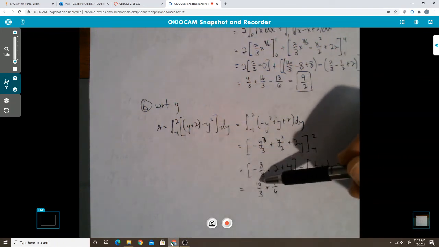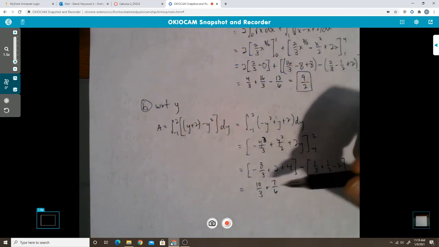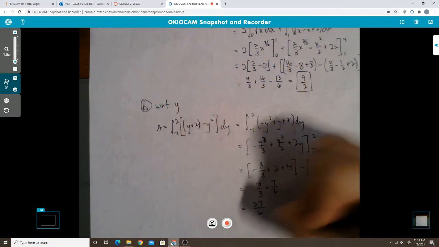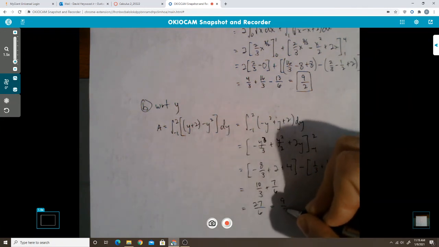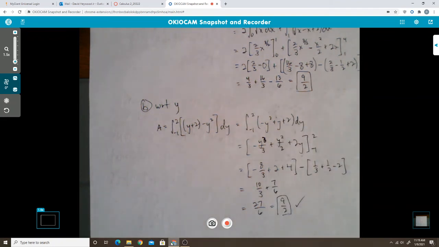And then this would be 20 plus 7 is 27, so we get 27/6. We can reduce that by 3. If we divide by 3, we get 9/2. Sure enough.